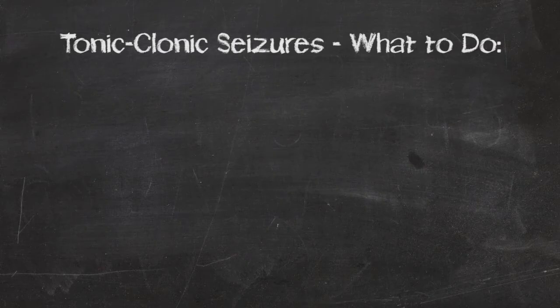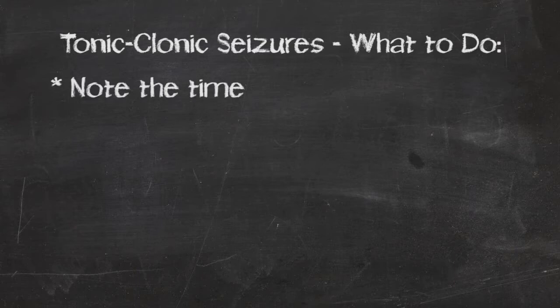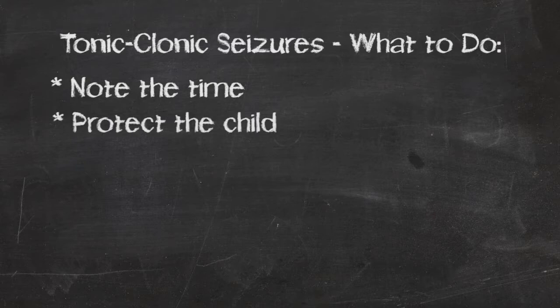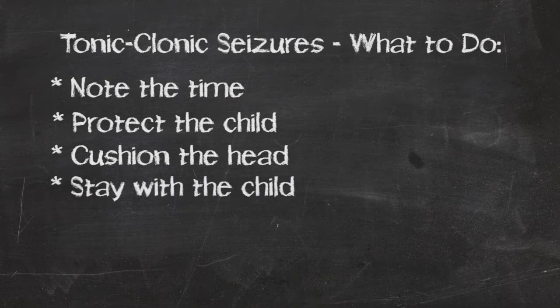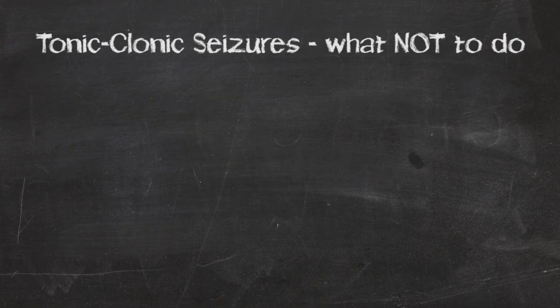There are some specific guidelines which relate to tonic-clonic convulsive seizures. These are things you should do. Note the time the seizure started. This will help determine whether there is a need to call an ambulance. Protect the child from injury and remove any harmful objects that may be nearby. Cushion the child's head. Gently place the child into the recovery position when the seizure has finished. Stay with them until recovery is complete. Calmly reassure the child.